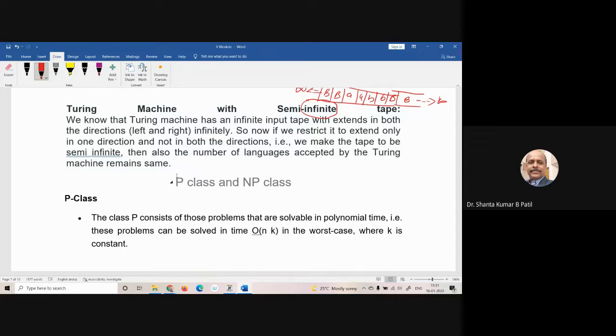NP class means non-deterministic polynomial. For example, you can take the traveling salesman problem, or graph coloring, or Hamiltonian cycle. These cannot be solved in a finite amount of time, but somewhere you can solve them. They have a solution, but you cannot solve the traveling salesman problem or Hamiltonian cycle in finite time. Such classes you can call non-polynomial, or the non-deterministic polynomial class. NP means non-deterministic polynomial class.